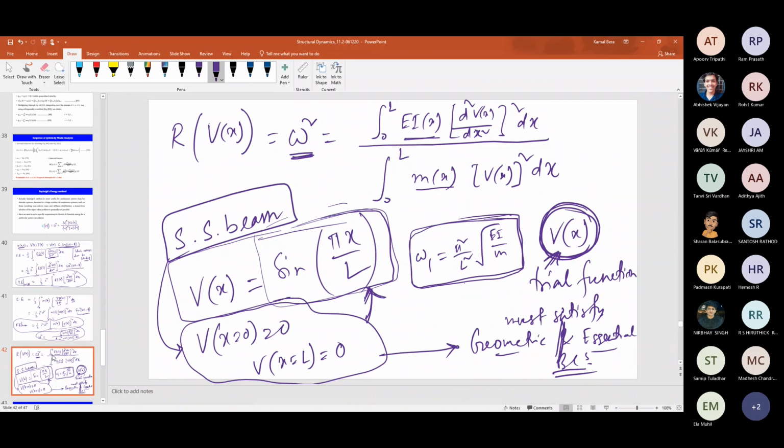You can choose different types of trial functions and try around that to get a close approximation. But it is difficult to always get a trial function like that, and it is convenient for the fundamental mode but not so suitable for higher mode calculation. That's why the Rayleigh-Ritz method comes.